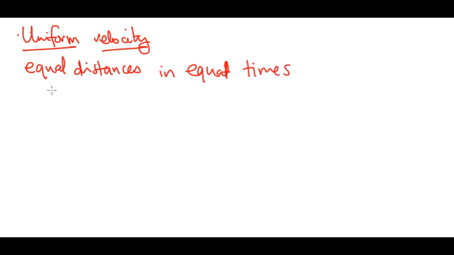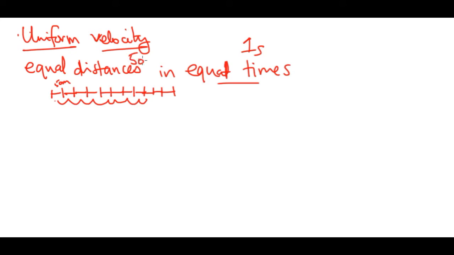So if I travel 50 meters every second, these gaps are 50 meters each. Every second I'm traveling 50 meters. It means I'm moving with uniform velocity. The name itself makes sense. Uniform: it's not changing, it's constant throughout. Every second, 50 meters. Equal distances in equal times. Equal times being the 1 second I'm talking about, and equal distances being the 50 meters.